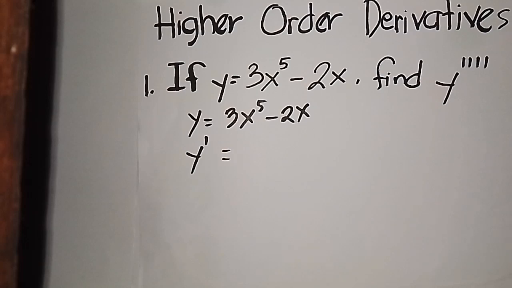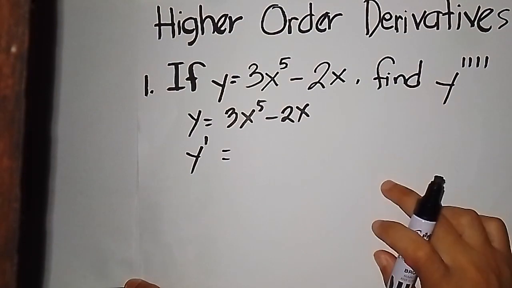In this video, we are going to talk about the higher order derivatives. So let's have first this example. If y is equal to 3x raised to 5 minus 2x, find the fourth derivative. So we have here our y, which is equal to 3x raised to 5 minus 2x. So we're going to look for the first derivative, second derivative, third derivative, until the fourth derivative.